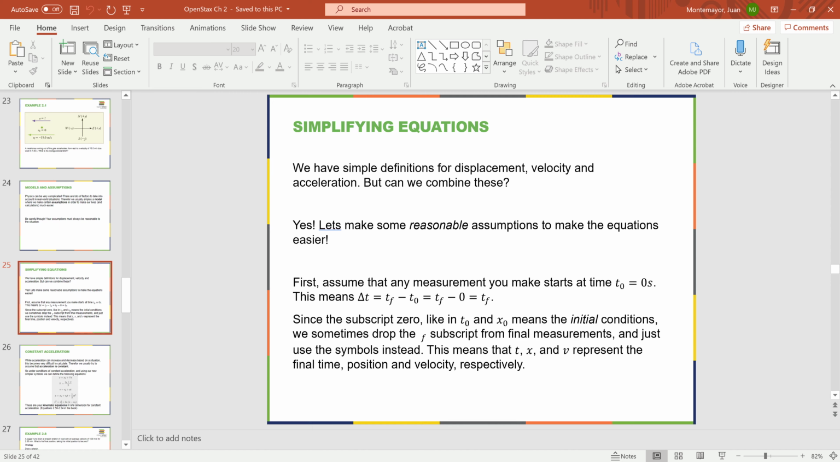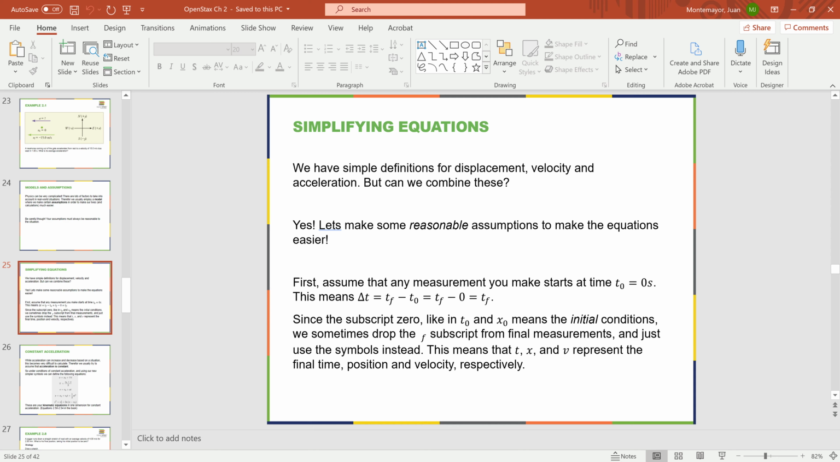So for simplifying equations, we can simplify definitions for displacement, velocity, and acceleration. But can we combine these somehow? Actually, we can. Let's make some reasonable assumptions to make the equations a little bit easier. So first, assume that any measurement you take starts with time equaling 0, which is a fair assumption because there's no way of knowing anything that happened before the starting point. Why would we have a negative time? That really wouldn't make sense.